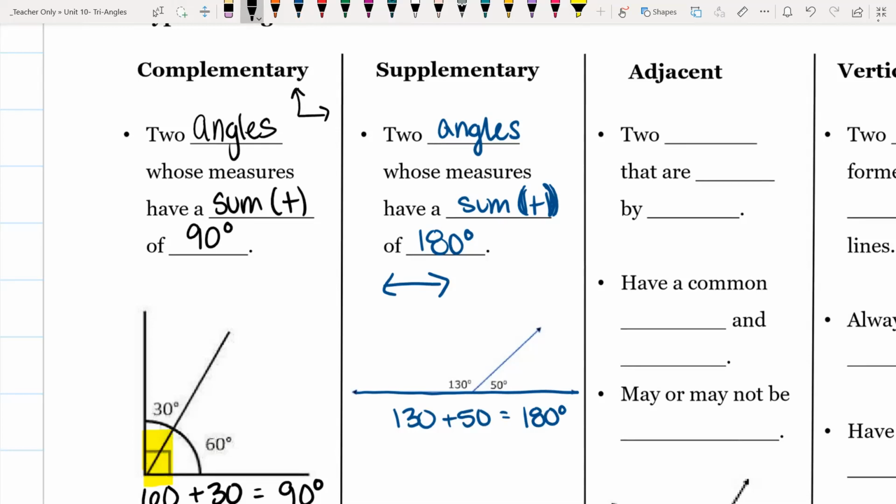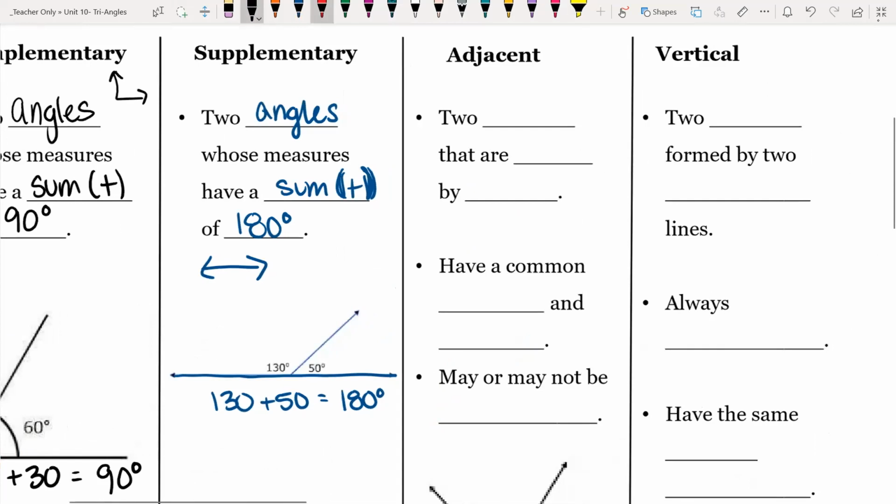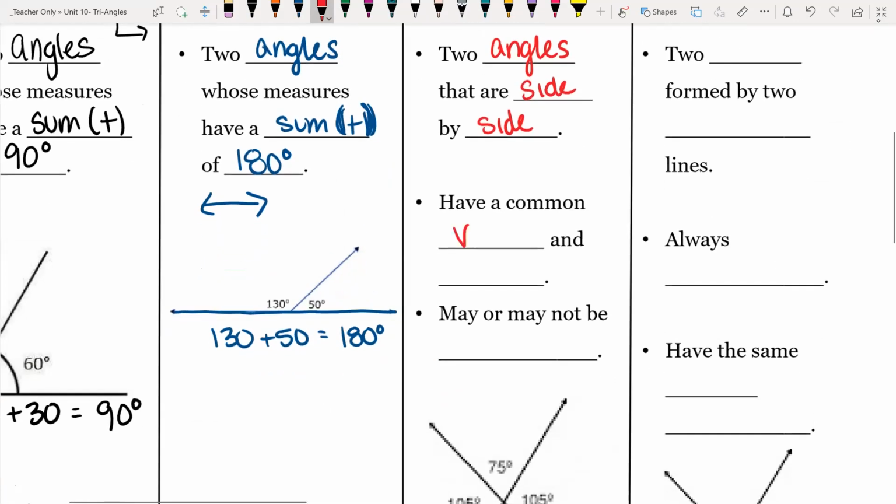Okay. Two adjacent angles. So adjacent angles are two angles that are side by side. So what that means is that they have a common vertex and a common ray. So those are some vocabulary words that you may or may not remember. And sometimes they may be congruent, but not always. Which, remember, congruent means equal.